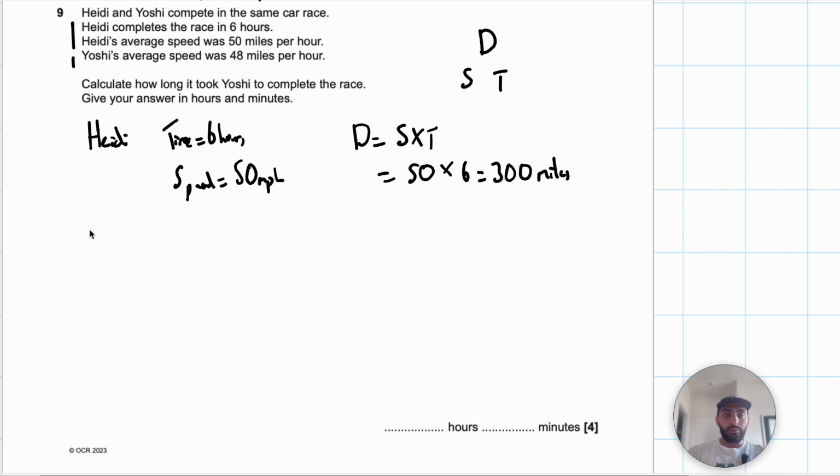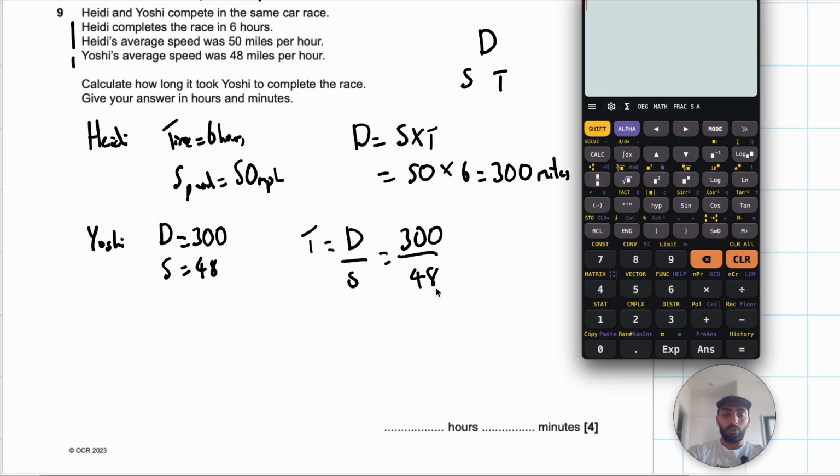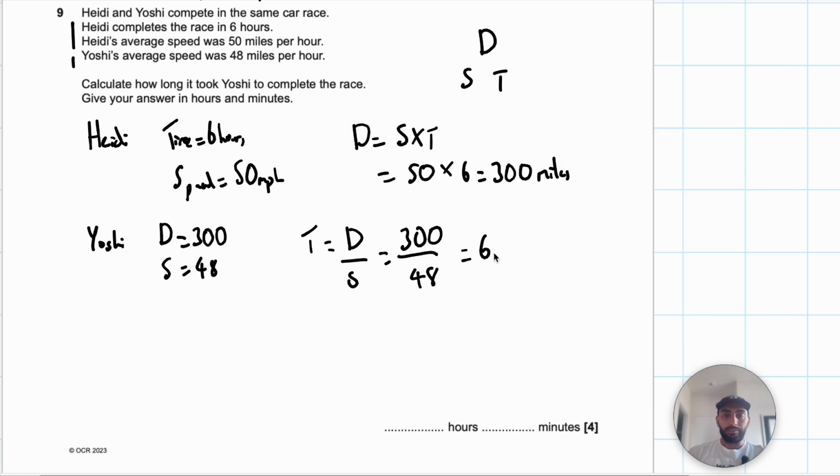Let's look at Yoshi now. For Yoshi, we know that the distance is going to be 300. We know that the speed is 48. We're going to try and find the time. So time is equal to the distance divided by the speed. Here the distance is 300 and the speed is 48. 300 divided by 48 is equal to 6.25.